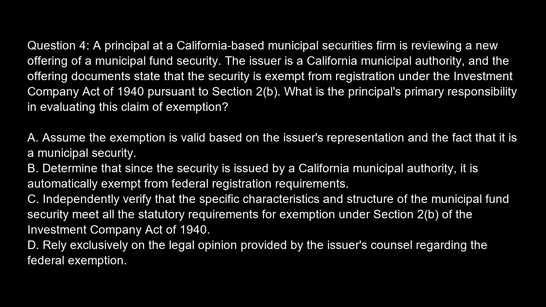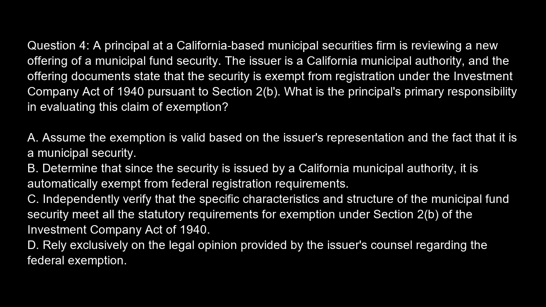Question 4. A principal at a California-based municipal securities firm is reviewing a new offering of a municipal fund security. The issuer is a California municipal authority, and the offering documents state that the security is exempt from registration under the Investment Company Act of 1940 pursuant to Section 2(b). What is the principal's primary responsibility in evaluating this claim of exemption?